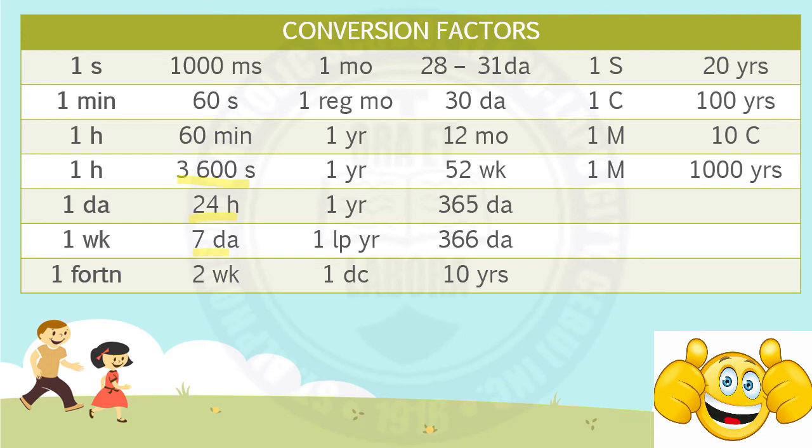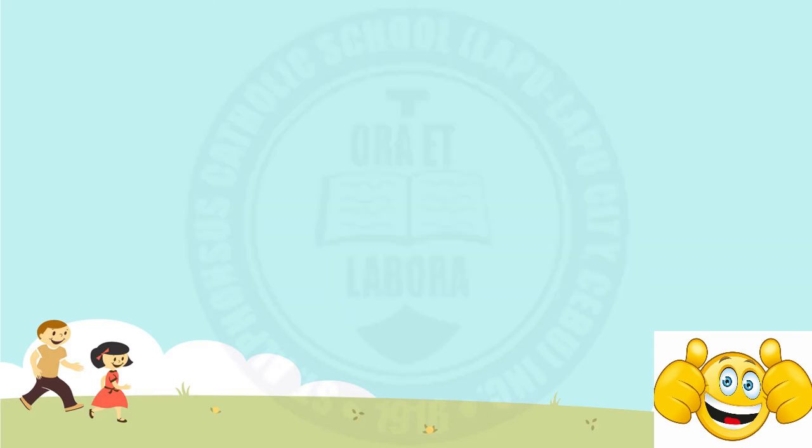1 fortnight is equal to 2 weeks. 1 month is equal to 28 to 31 days. It depends. 1 regular month is equal to 30 days. That's a regular month. 1 year is equal to 12 months. 1 year is equal to 52 weeks. 1 year is equal to 365 days. 1 leap year is equal to 366 days. 1 decade is equal to 10 years. And so on.